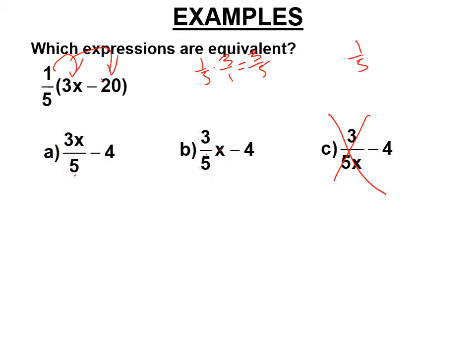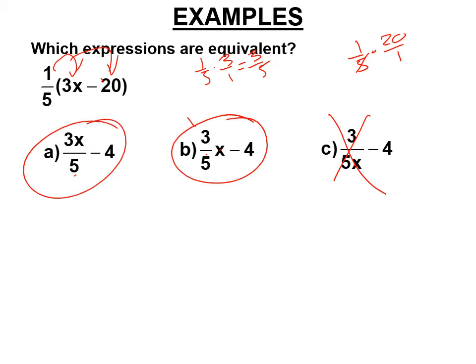1/5 times 20, right, is the 4, and it's -4. Yeah, so both of these are equivalent to that. You could write it either way. Most people will write it 3/5 x, but 3x over 5 is the same thing, but C is not. That's the point of this screen, that you know that.